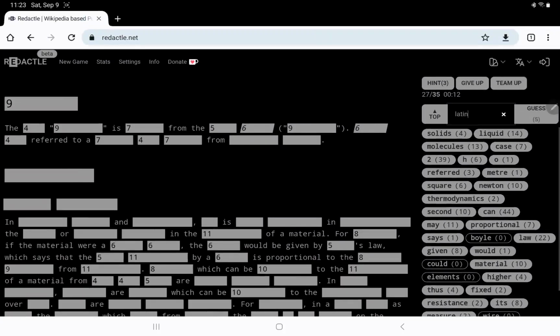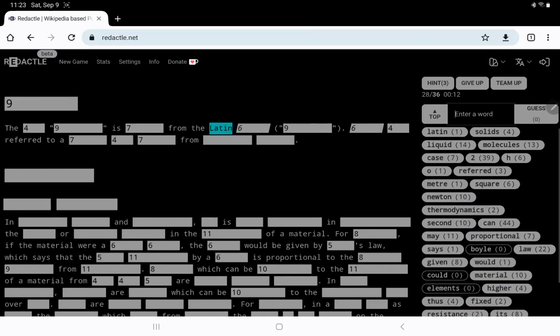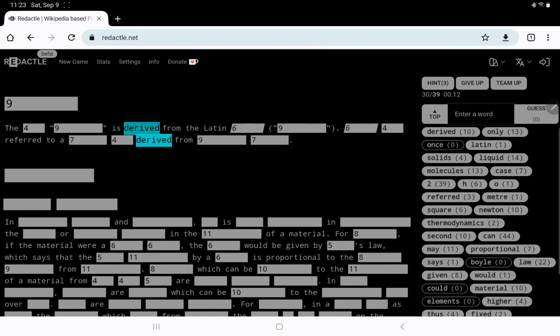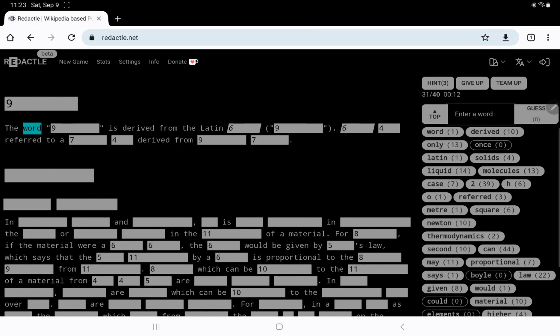Is it derived from Latin? Yeah, 6. Something referred to a 747 derived the word something to a something term.